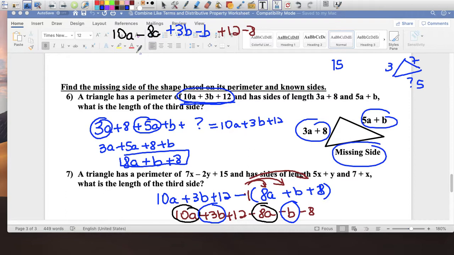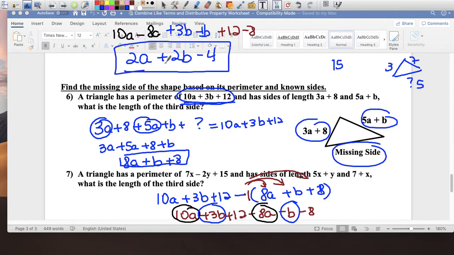Well, let's combine. 10a minus 8a is 2a. 3b minus b, remember there's a 1 over here, so 3b minus 1b is positive 2b. And 12 minus 8 is 4. That's my final. And that's the missing side. So I can write over here 2a plus 2b minus 4.